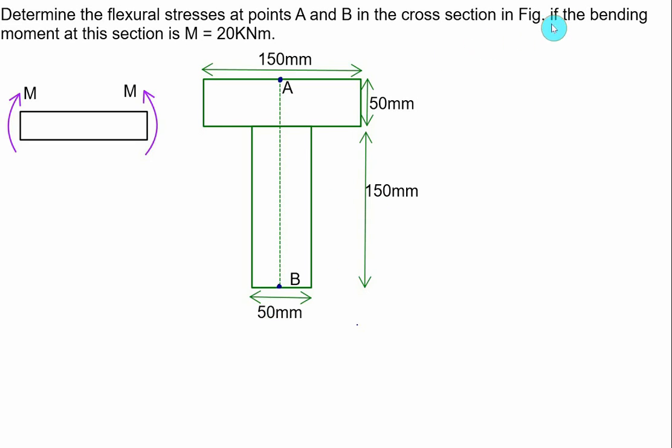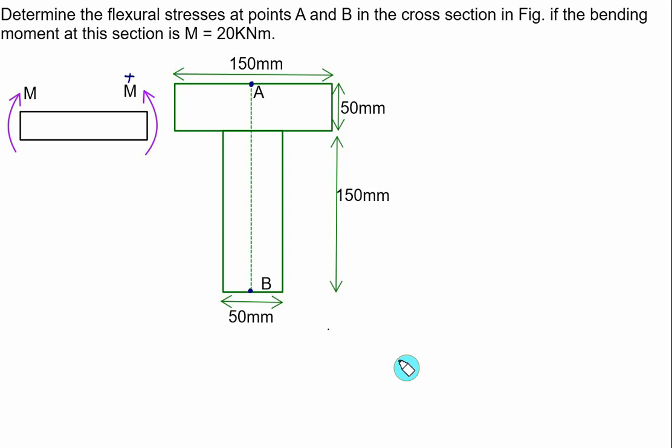mm. The bending moment at this section, M, is given as a positive value, that is because of sagging, and is equal to 20 kilonewton meter. So in this problem, first you have to calculate the moment of inertia for a T section, as well as you have to locate the centroid position of this given T section.